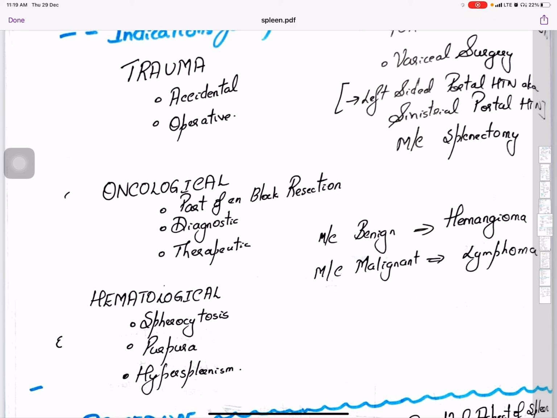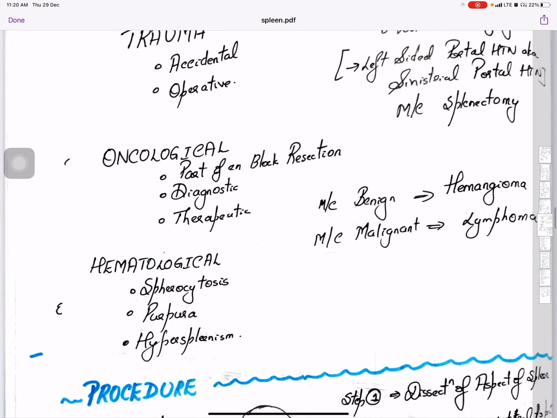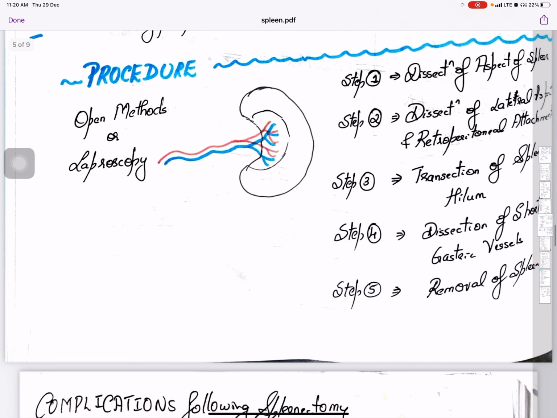Then we go for the procedure. You have 5 steps: dissection of spleen from lateral attachments and retroperitoneal attachments, then transection of spleen at the hilum because the blood vessels are attached there, then dissection of spleen from the short gastric vessels, and then removal of spleen. Okay, procedure, 5 steps from the book.